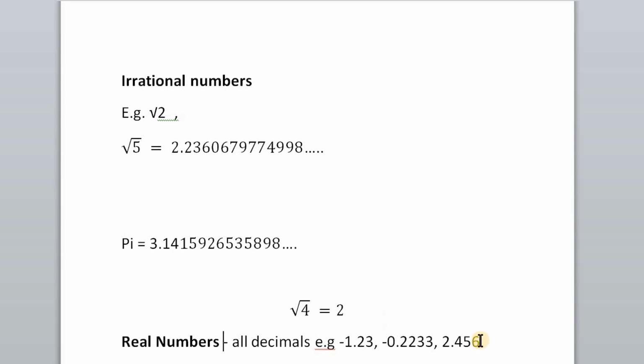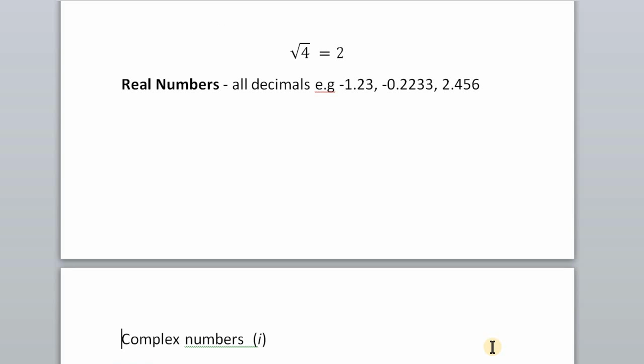Now we have another type of numbers called real numbers. Real numbers are all decimal numbers. All the decimal numbers we know, either positive or negative, are called real numbers. Why do we call them real numbers? The reason is that we use them for measurement, so they give us real values.